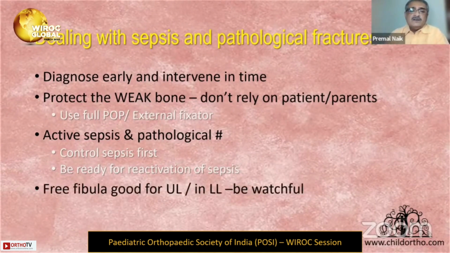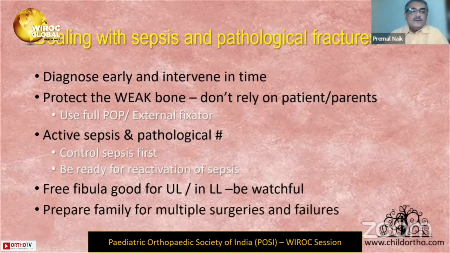Free fibula, I find, is good for upper limb, but in lower limb, you may need an additional procedure, like additional bone graft, plate fixation, or external fixation stabilization. And you should always discuss and prepare the family for multiple surgeries and few failures on the way, so that they remain with you for a long period of time.